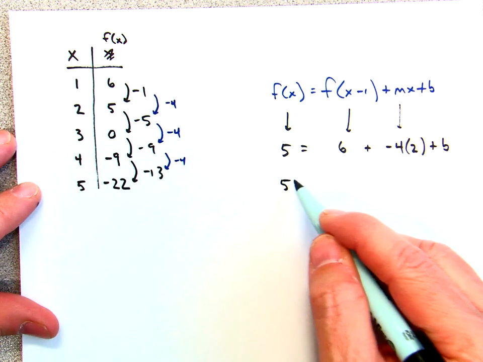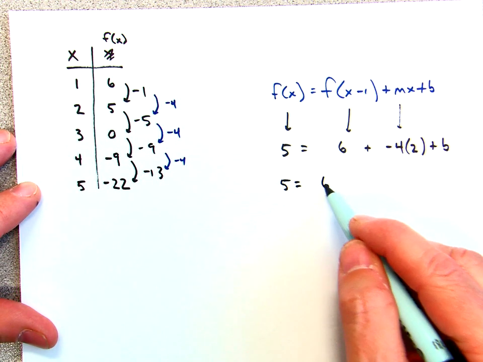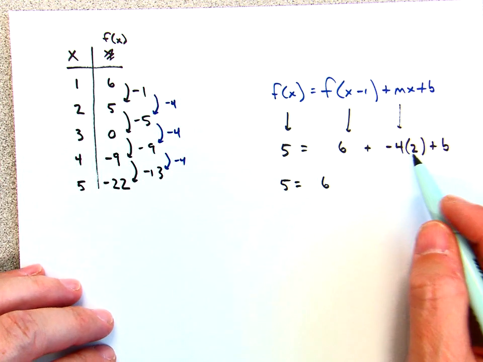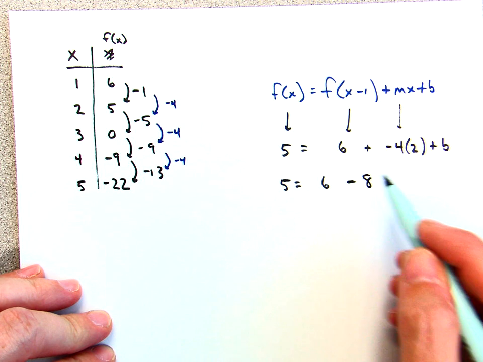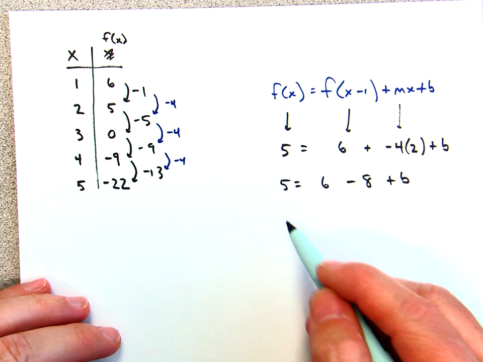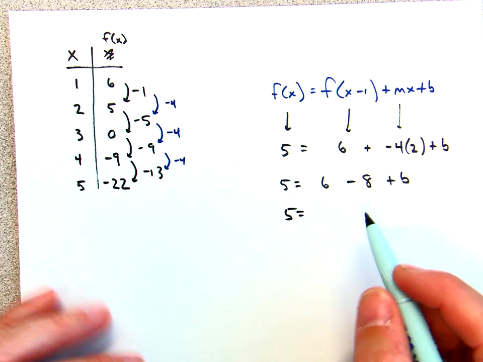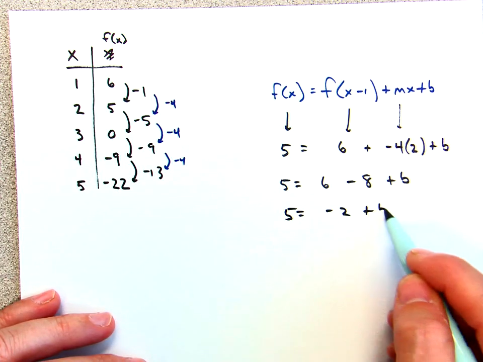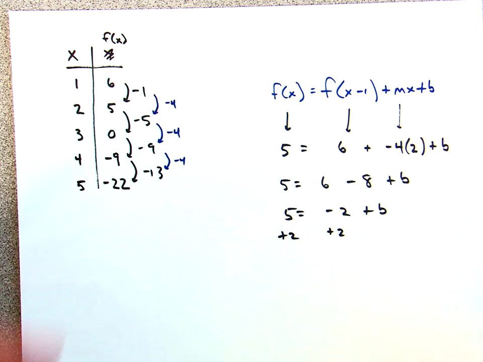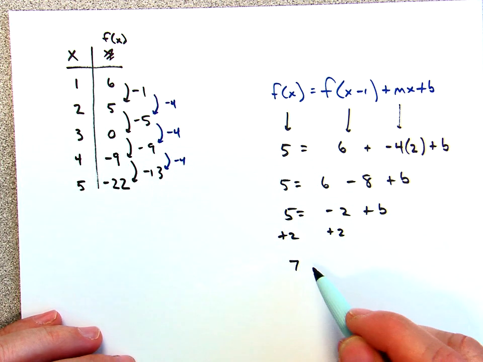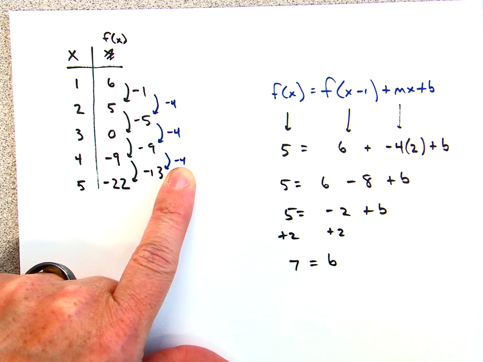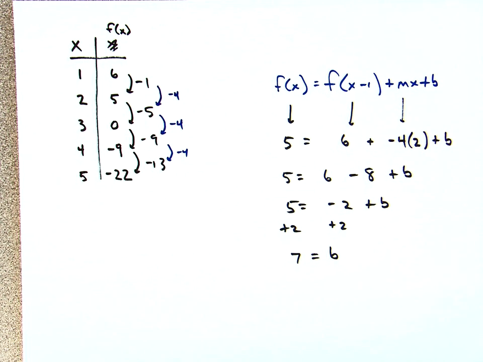So I can say 5 is the result of 6. Negative 4 times 2 is negative 8. So I'm not going to say plus a negative 8. I'm just going to write the minus 8. Plus b. And then keep combining like terms. 5 is equal to 6 minus 8, which is negative 2. And if I want b by itself, this time I'm going to add 2. That's fine, whatever we got to do to get b by itself. So 7 is equal to b. M was equal to negative 4. And then we can build our recursive version.